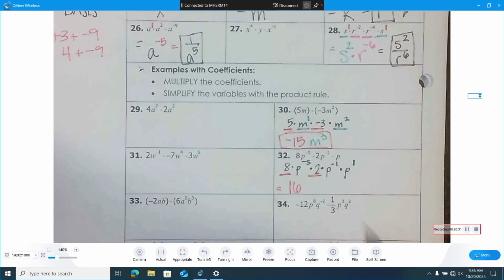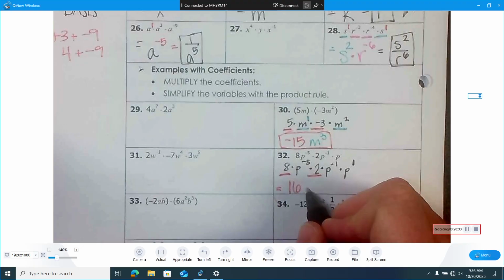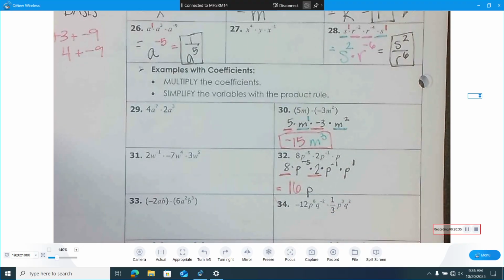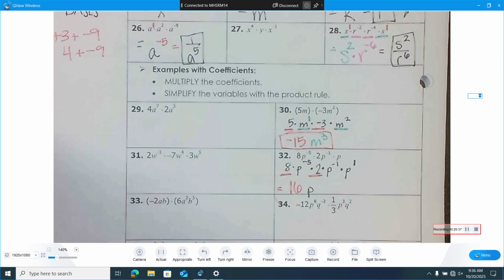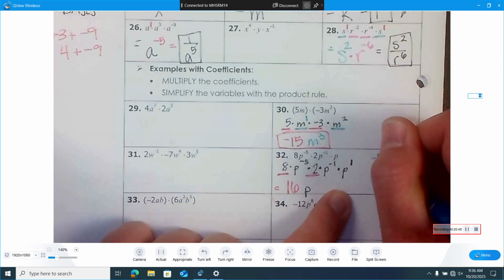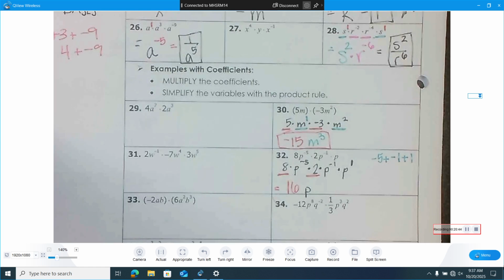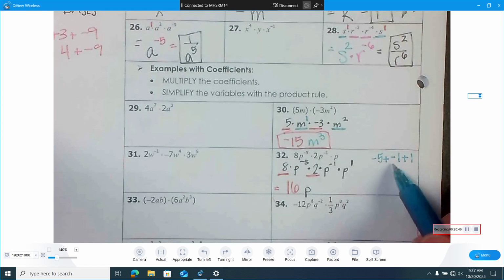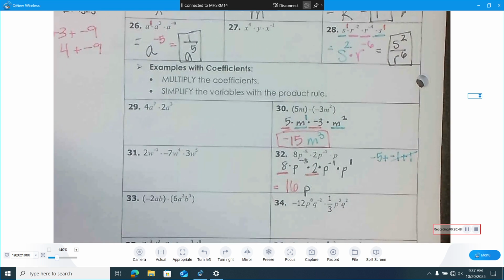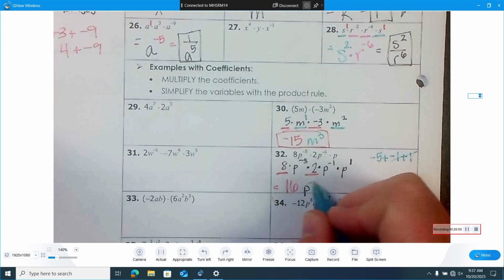16. And then everything, all the variables are p. They match. They have the same base. And I need to do something to their exponents. Let's see. A negative 5 plus a negative 1 plus a 1. What is that? Just negative 5. Yep, the negative 1 and positive 1 undo one another. So we just are left with negative 5.